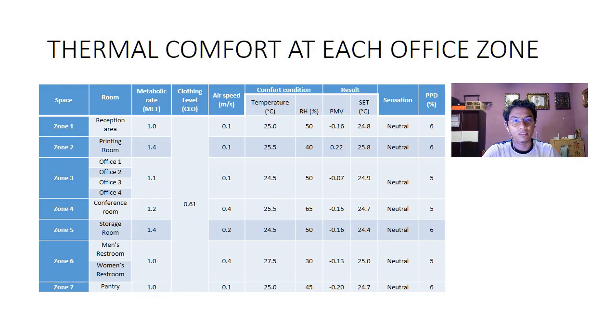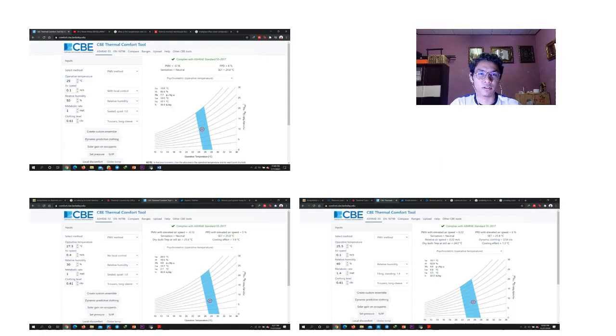Here is an example of the parameters being set in the CBE thermal comfort tool, and we can see that the sensation obtained is neutral based on the MET, CLO, air speed, relative humidity, and other parameters being set. I show a few examples of the parameters being set in the CBE thermal comfort tool for each room, and all of them comply with the standard of ASHRAE 55-2070.